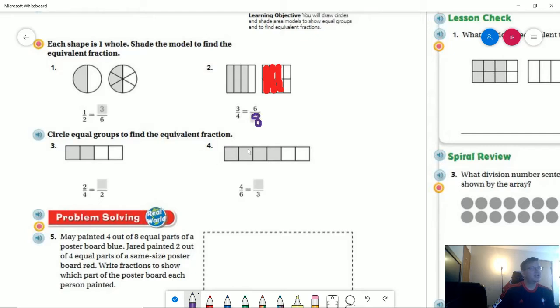Number 4, they wanted us to circle, so we're going from 4 parts over 6 to counting 3 different groups, and we want to know how many of the groups we will be counting. So here would be how we would go ahead and circle that. And we would be counting 2 out of the 3 groups.